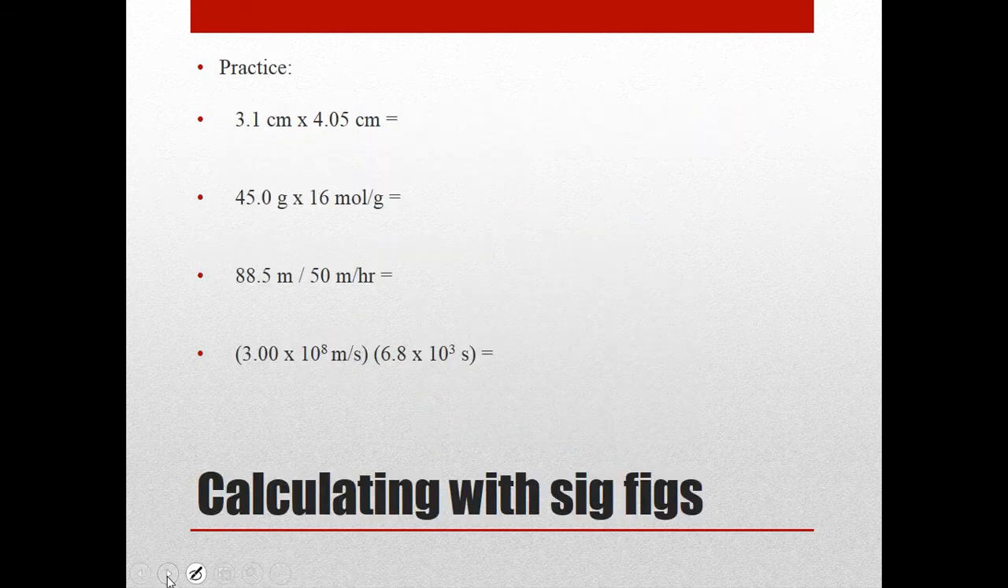So let's go ahead and practice some of our calculations. So multiplying and dividing, remember you're going to count the number of sig figs. Your final answer will have the same number of sig figs as the piece of data with the smallest number of sig figs. Pause the video, come back and check your answers.